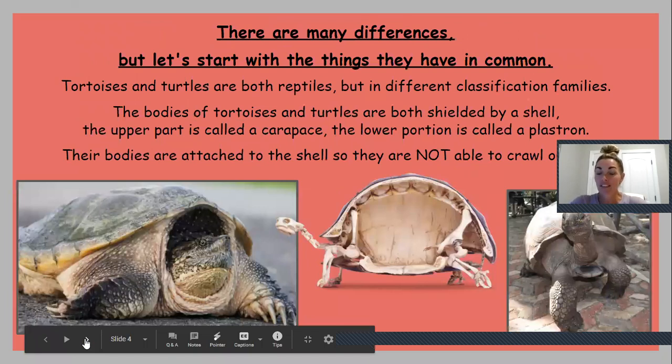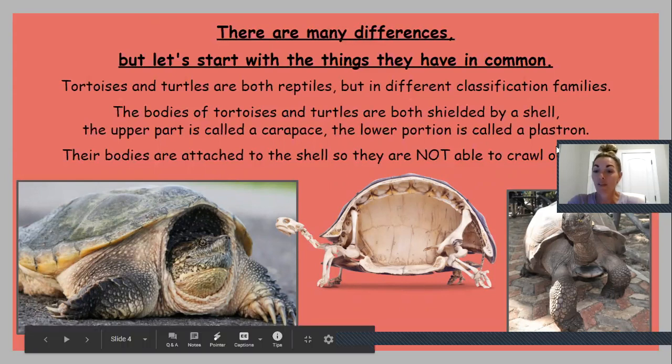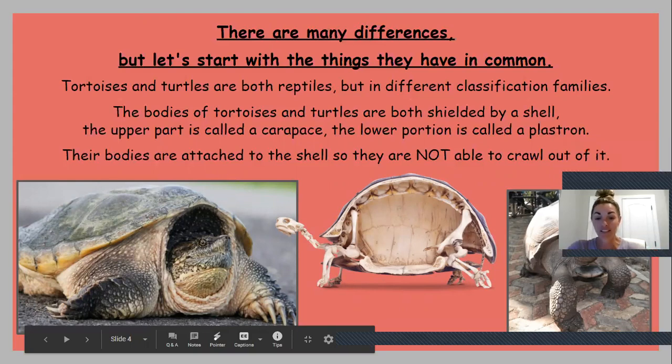So there are many differences actually, but let's start with the things that they have in common. Tortoises and turtles are both reptiles, but in different classification families. The bodies of tortoises and turtles are both shielded by a shell. The upper part is called a carapace and the lower portion is called a plastron. Their bodies are attached to the shell, so they are not able to crawl out of it.